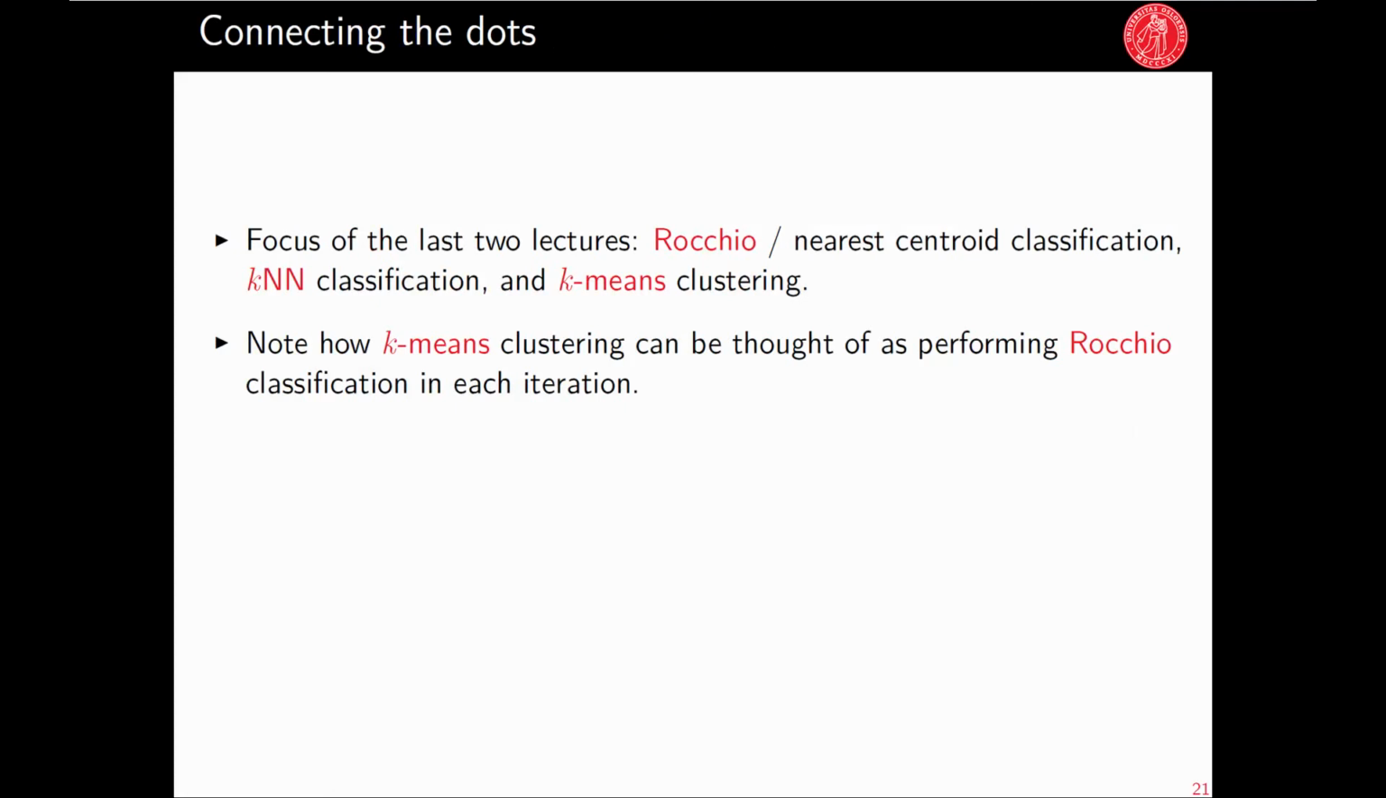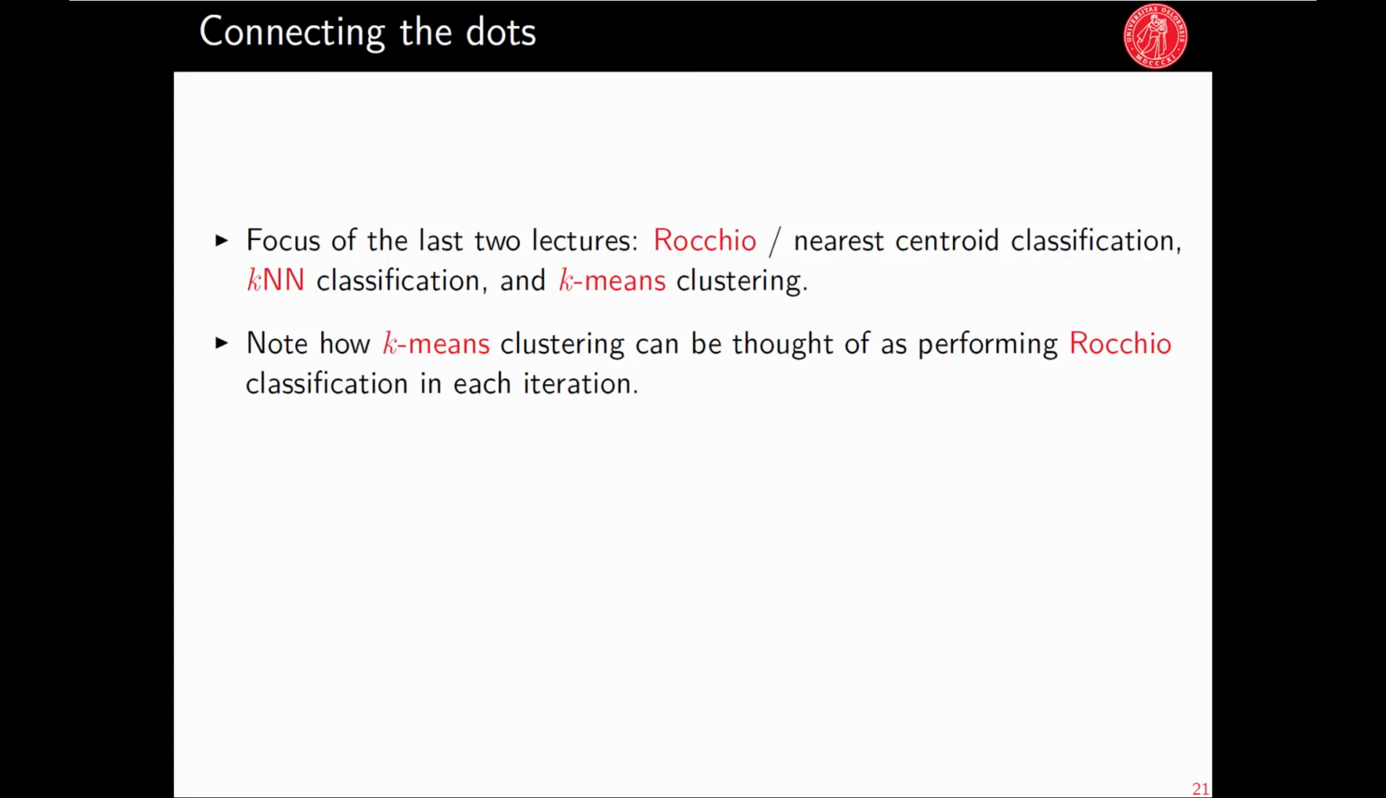I've said mostly what I wanted to say about k-means, but I just wanted to make some connections between the different methods that we talked about in this lecture and the previous lectures. In the last lecture we talked about Rocchio classification, nearest centroid classification, and the k-nearest neighbor classifier. And today we talked about k-means clustering, and we've already mentioned how k-means clustering can be thought of as performing Rocchio classification in each iteration step.